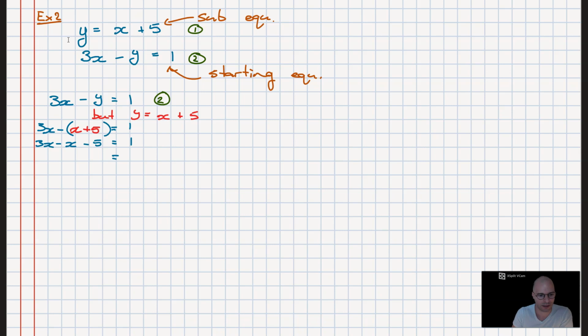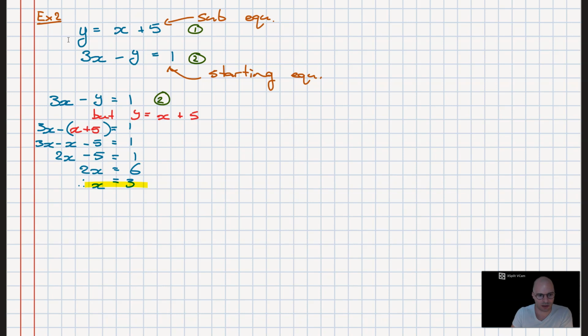Now I'm going to collect like terms. 3x minus x, that's 2x. Minus 5 equals 1. Moving the constants to the right hand side, we get plus 6. And therefore solving for x, dividing both sides by 2, we find that x is equal to 3. Nice and easy. That's our first variable done. Let's go in for the kill and get our second variable.